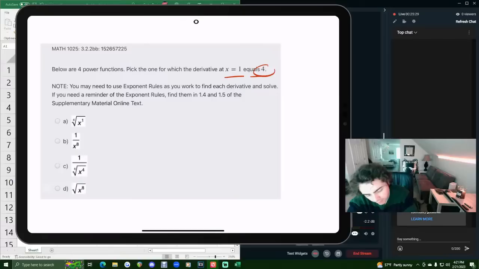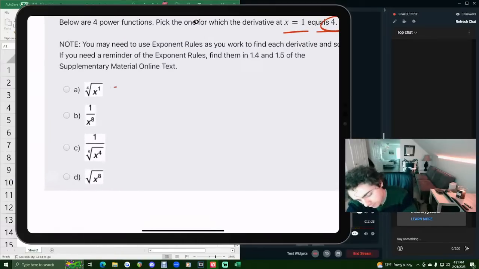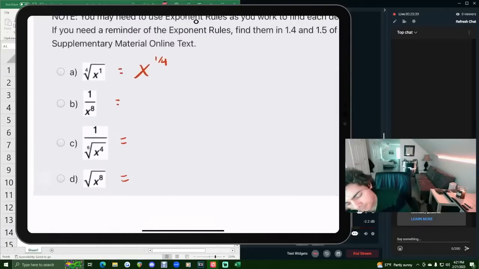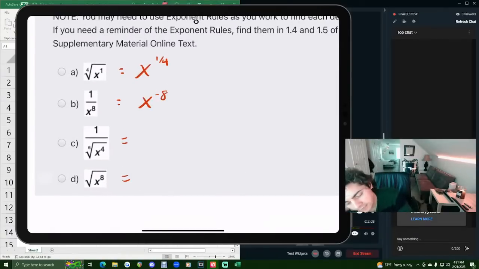All right, here's this last one. We're looking for an a value of 4. Let's demonstrate rewriting all of these real quick. So we have x to the 1 over 4, because the 4th root. Here we have x to the -8, once we pull that x to the 8th out of the denominator. This one's interesting. We have x to the 4/6, which is equivalent to 2/3, but then let's bring that term up to make it -2/3.